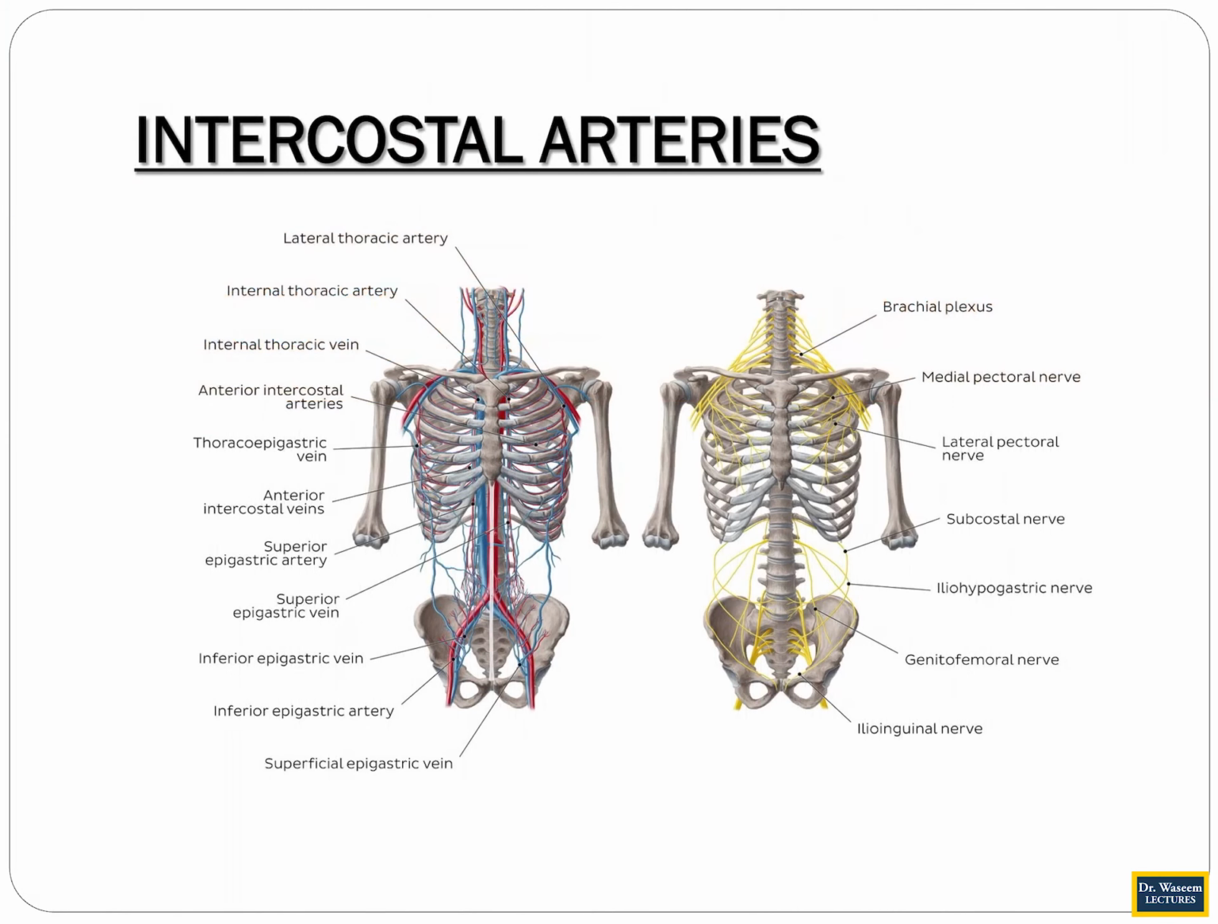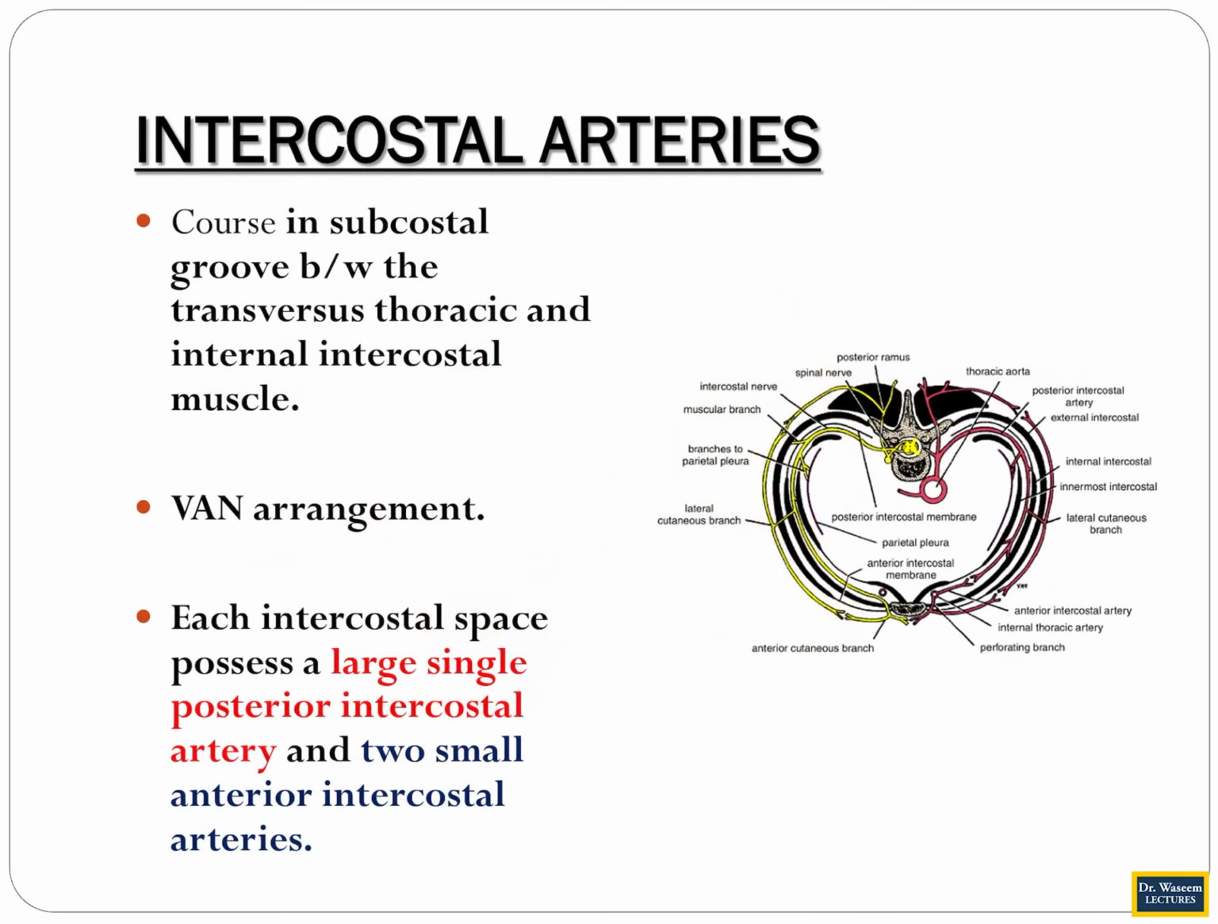For example, you see the intercostal arteries here. We have been showing you these. Intercostal arteries run in the grooves, in the intercostal spaces. Here the anterior intercostal arteries have been shown, and we have the posterior ones also. So the anterior and the posterior intercostal arteries have a separate pattern.